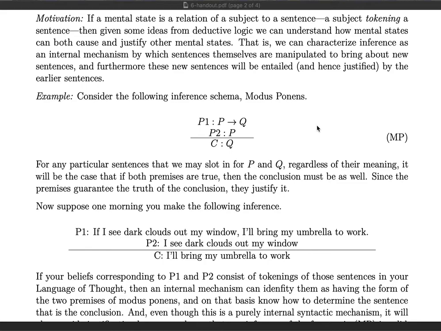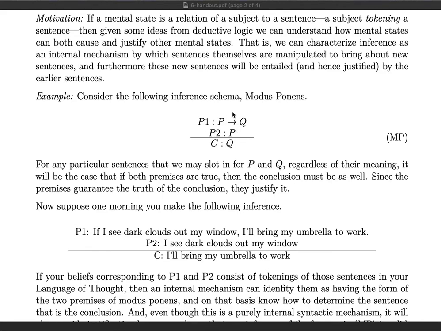So again, what modus ponens says is that if you have that if P then Q is true, and if you have that P is true, you then infer Q. Okay? And hopefully for most, if not all of you, this is review of basic logic. And what we know from basic logic is that for any particular sentences that we may slot in for P and Q here, regardless of what those particular sentences are, regardless of their meaning, it will be the case that if both these premises are true, then the conclusion must be as well.